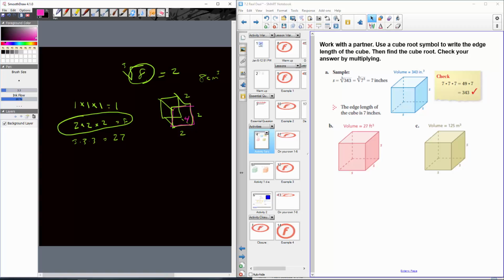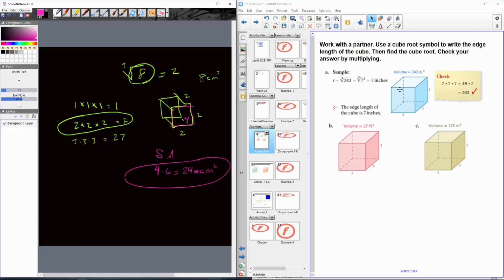So to figure out surface area, I would take 4 times 6. And when I do that, I get 24. And that would be units or centimeters squared. And that would be the surface area when the volume is 8.